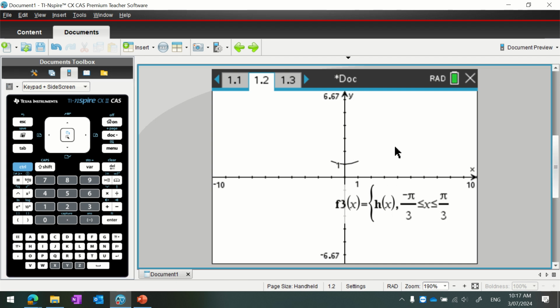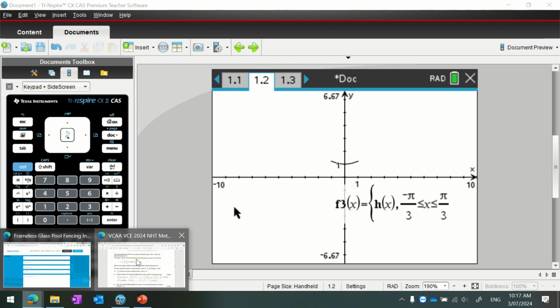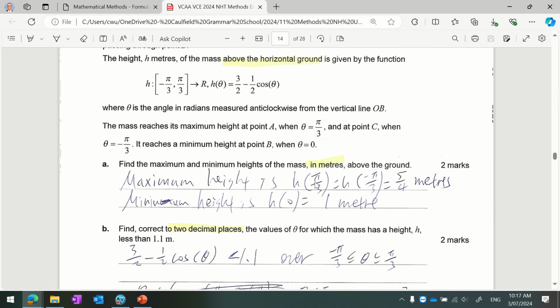So the maximum doesn't really happen at the maximum of the trigonometric function without domain restriction. There is a domain restriction, so we can't just look at the trigonometry equation and find the maximum, minimum, and so on. It's not the turning point. What I'm saying is the maximum is not the turning point. So we say the maximum is whenever theta is pi over 3, or it could be negative pi over 3, which is 5/4 meters. That is just calculation. And then the minimum height is when theta is equal to 0, which is 1 meter.